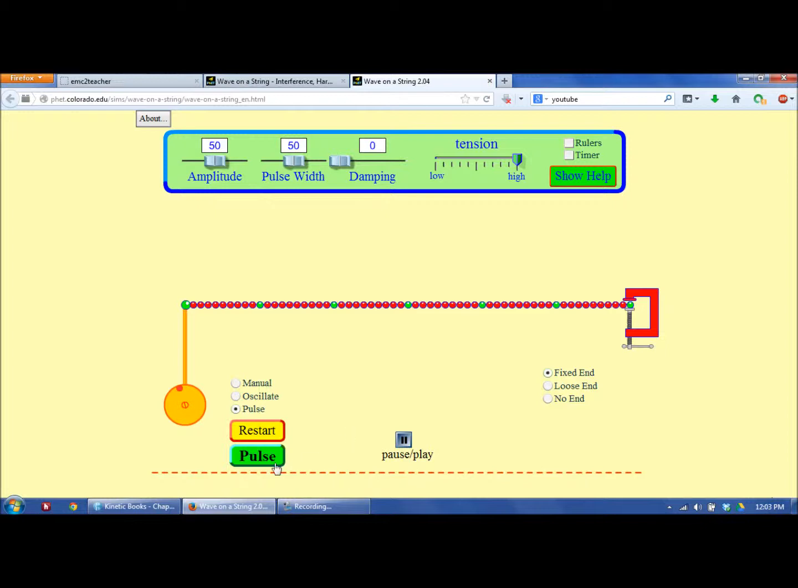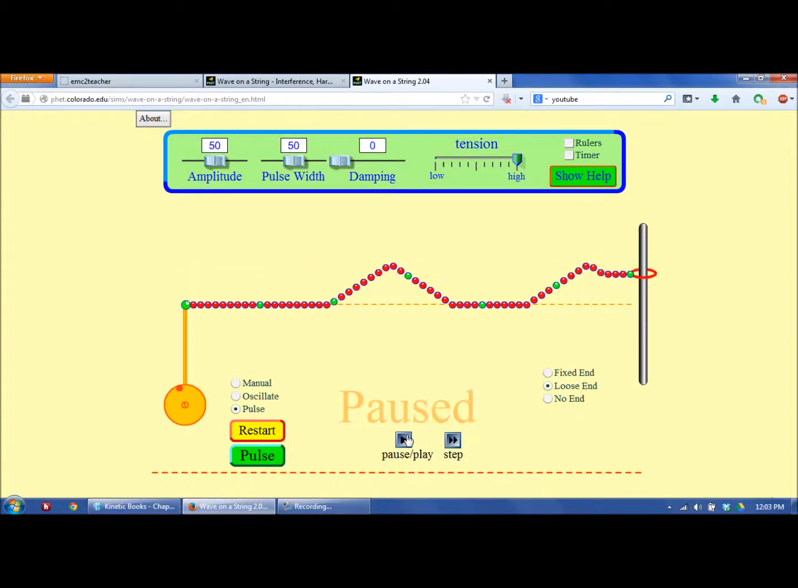So what if rather than just one pulse, we had two pulses? I'm going to change this to a loose end. So remember here what happens is the pulse reflects and it stays on the same side. I'm going to send a pulse, and then a second pulse, and you can see it started to reflect here. What I want you to see, I think I'll try that again. I'm going to send a pulse, then I'm going to send another pulse. Watch as they come together.